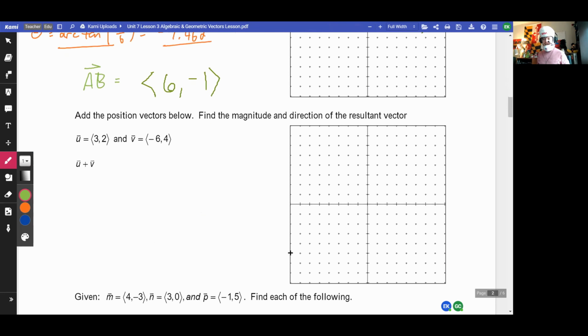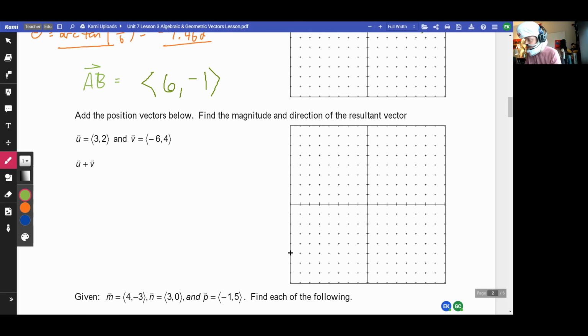Let's look at adding vectors. Add the position vectors below, find the magnitude and direction of the resulting vector. We're not doing this geometrically. We will draw it because we have a graph, but the goal is to describe u plus v with a coordinate pair rather than pictures. Can we just add up the corresponding values? I think so. Let's make sure that that is true.